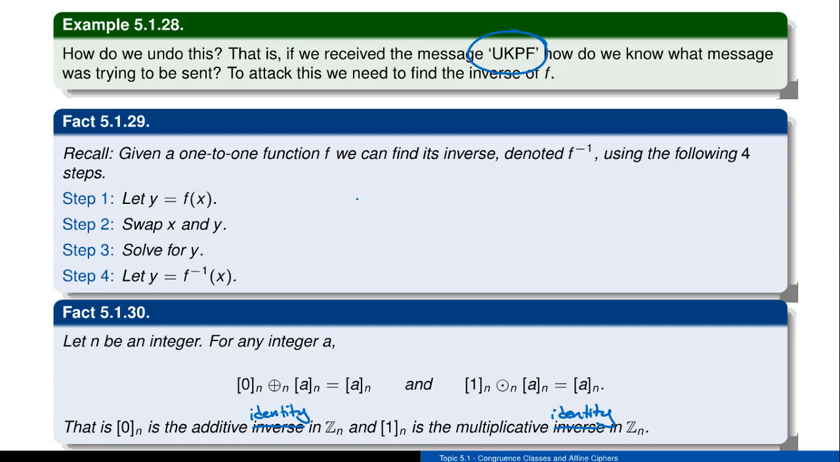If I think about what happened in my encoding phase, I took that letter M and sent it to the letter U, and that happened with this little function f. Now I want some function which is going to take that U and send it right back to the M. So M goes to U, which then goes back to M under the inverse function.